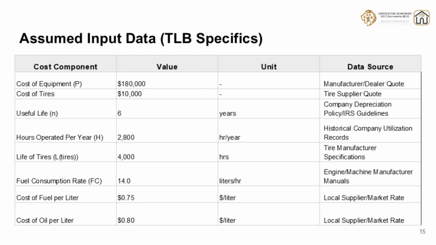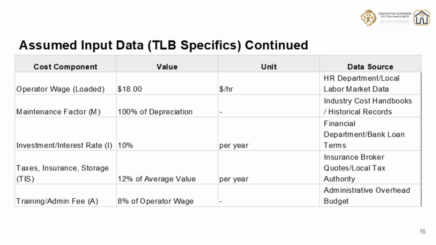Our analysis is built on specific input data, which includes a cost of equipment of $180,000, a useful life of 6 years, and 2,800 operating hours per year. Key cost factors are also provided, such as a loaded operator wage of $18 per hour, a maintenance factor of 100% of depreciation, and a total investment/interest rate and TIS (taxes, insurance, storage) rate of 10% plus 12% equals 22% of the average value. The cost of the tires is treated separately at $10,000 with a life of 4,000 hours, and the fuel consumption rate is 14.0 liters per hour at 75 cents per liter.